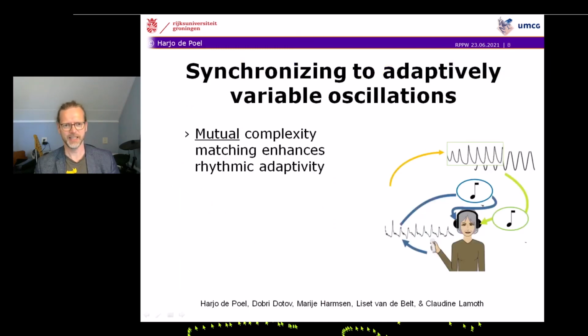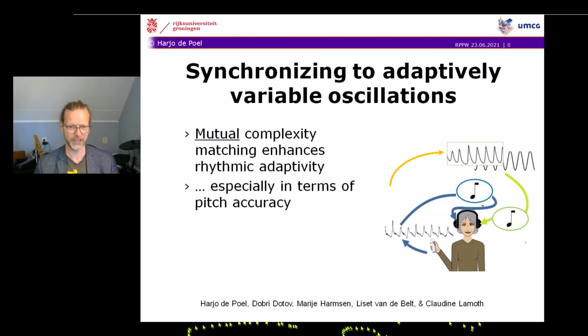In sum, this means that if you are able to match your complexity to your stimulus, and this matching is mutual, as we saw, this enhances the rhythmic adaptivity of the agent. That's what these effects show, especially in terms of the pitch accuracy. Not so much in terms of temporal accuracy, but maybe in later studies we might find more robust findings there. Here we find that this effect was actually very robust over participants in that group, so all but one participant benefited from it, and that's very nice to see.